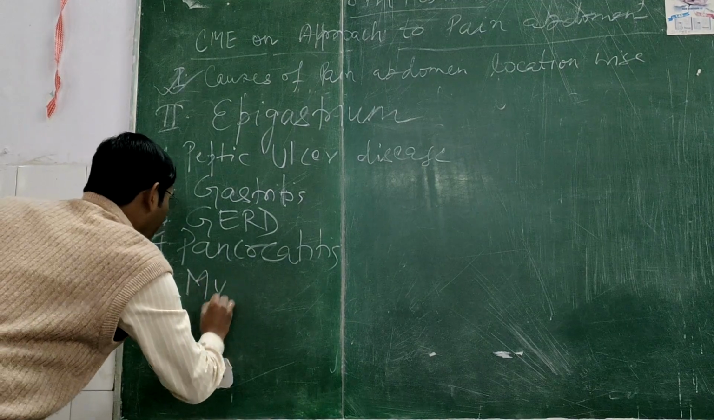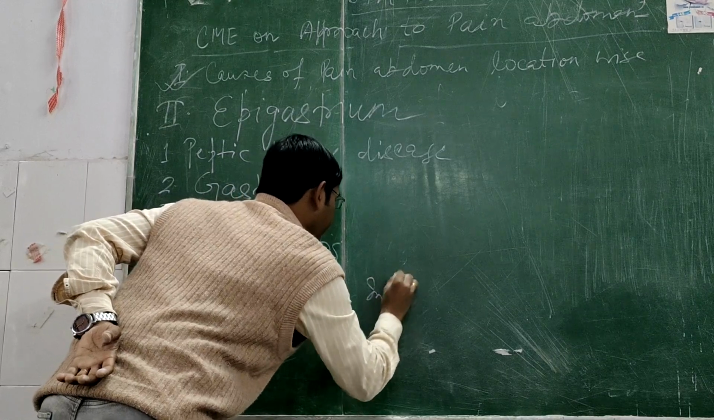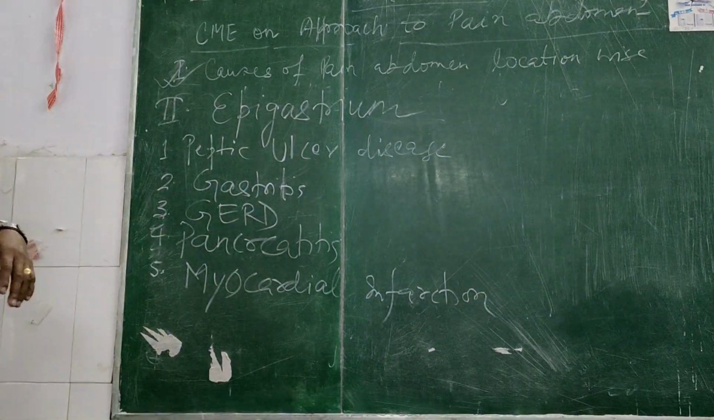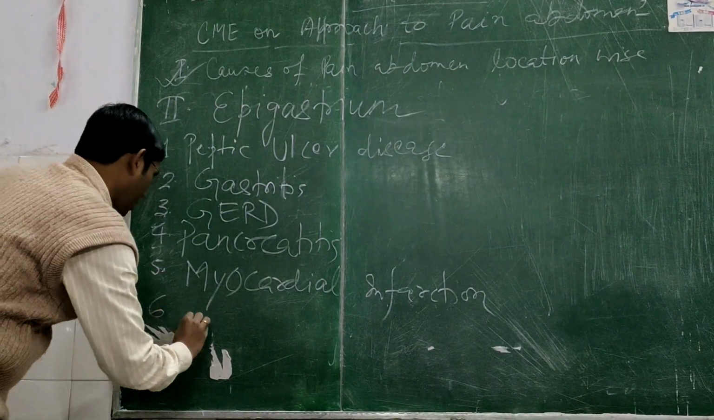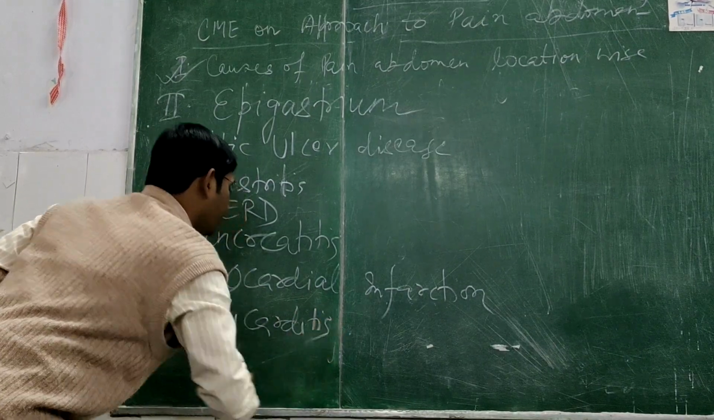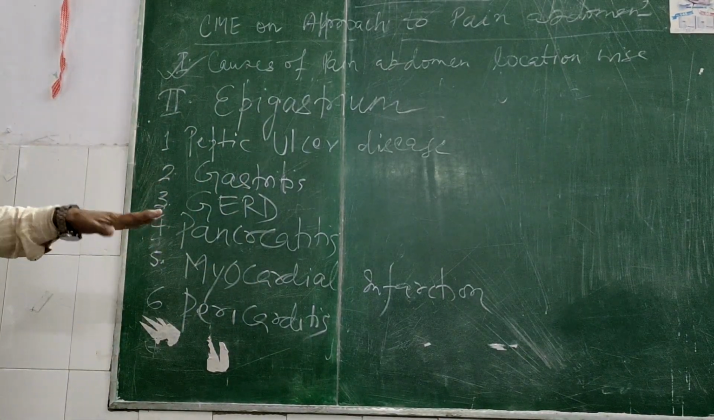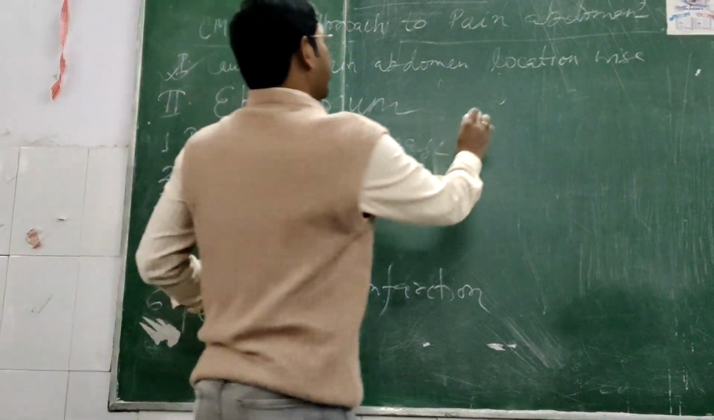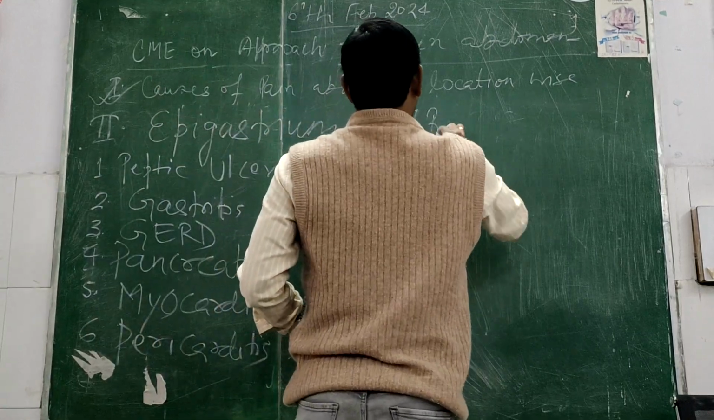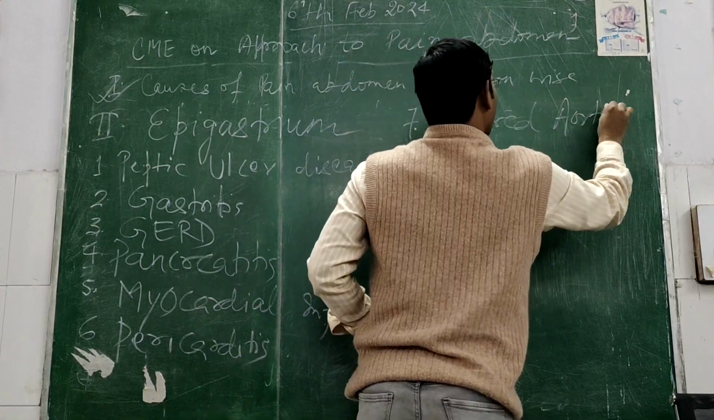Now myocardial infarction. Pain of myocardial infarction is also felt in epigastrium. Pain of pericarditis, that is also felt in epigastrium, the epigastric region. And ruptured aortic aneurysm.